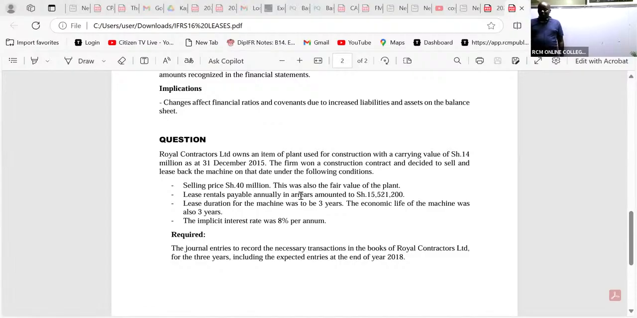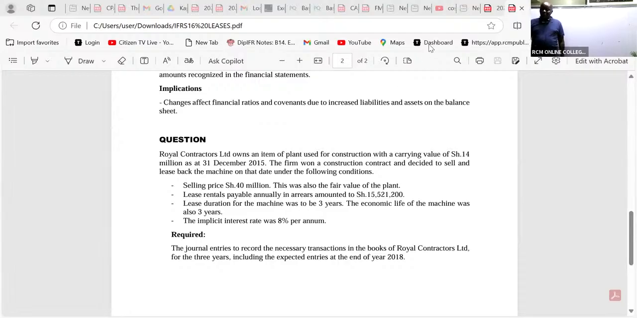Lease duration for the machine is 3 years. The economic life of the machine was also 3 years. The implicit interest rate was 8% per annum. So they want us to give them the journal entries to record the necessary transactions in the books of Royal Contractors. Now remember, in this arrangement, Royal Contractors is a lessee.